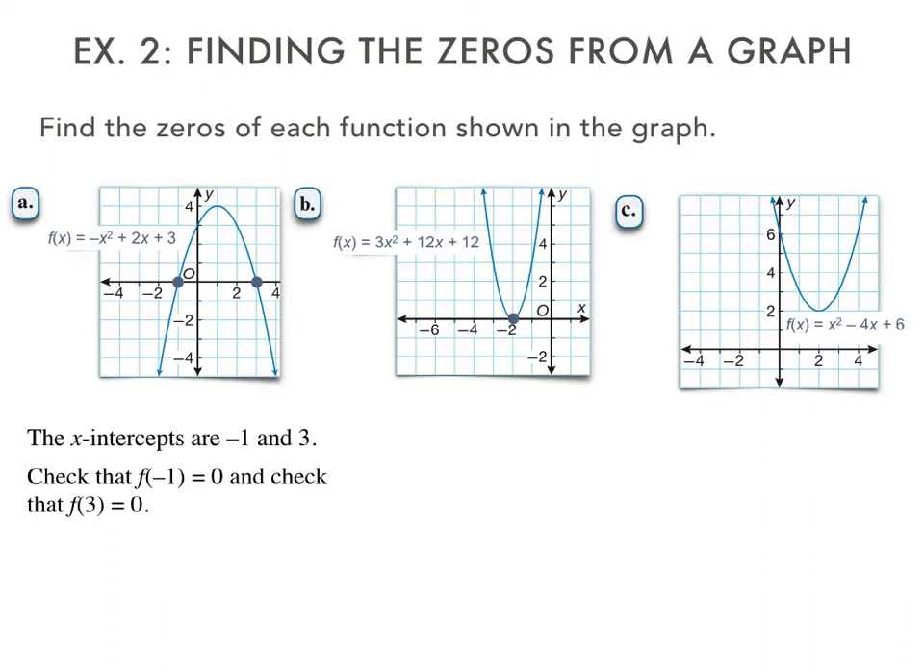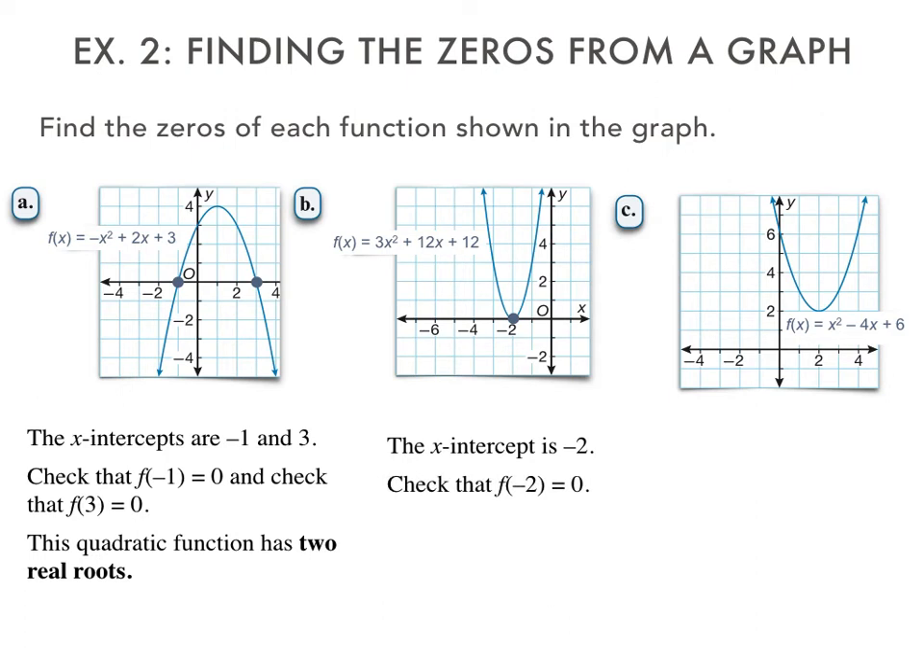So the quadratic function has two real roots because it crosses the x-axis in two places. Example B, the function only crosses the x-axis in one place, so it has one x-intercept of -2. Again, you could substitute -2 in place of x in the function. You would find out that f of -2 does equal 0. This quadratic function has one real root.